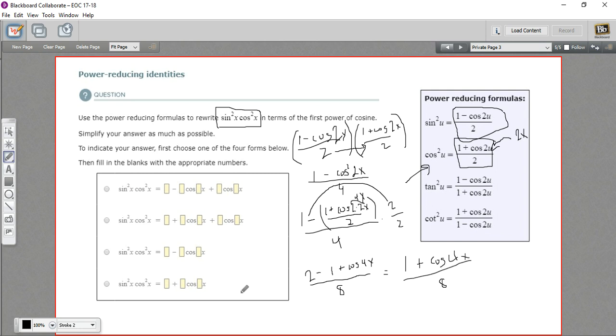And let's take a minute to look at our answer choices. They're trying to make this easy on us. They're giving us multiple choice, first of all, although the multiple choice just allows us to choose the form of our answer, how many terms, and whether we have pluses or minuses. And then we have to fill in the coefficients.